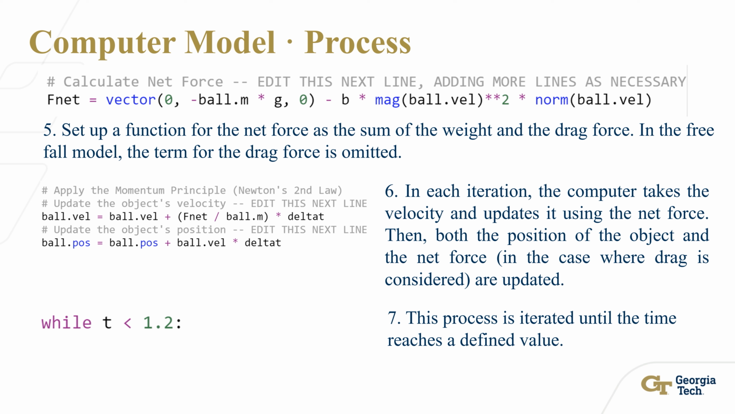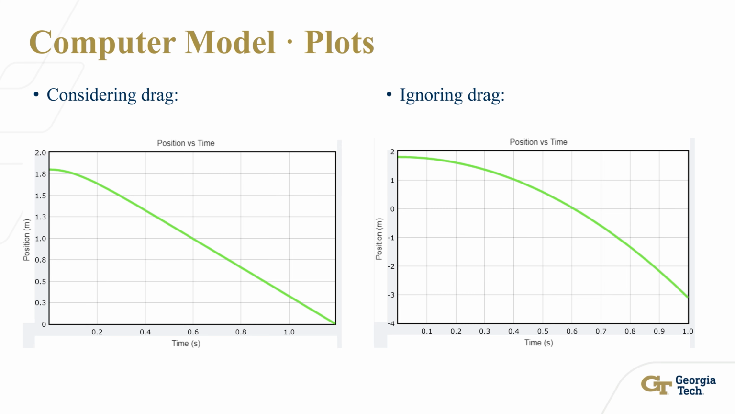In each iteration, the computer takes the velocity and updates it using the net force. Then both the position of the object and the net force, in the case where drag is considered, are updated. This process is iterated until the time reaches a defined value. These are the position versus time plots obtained using the model.